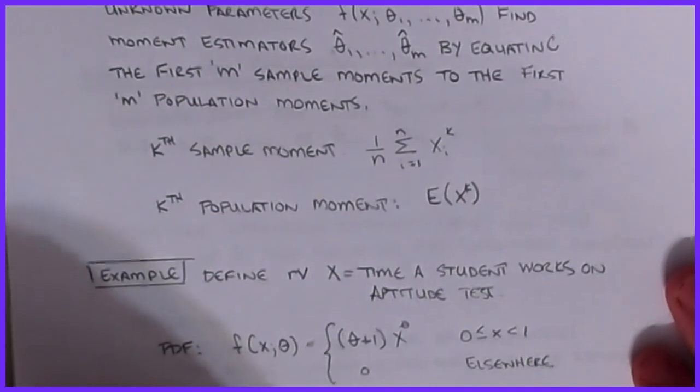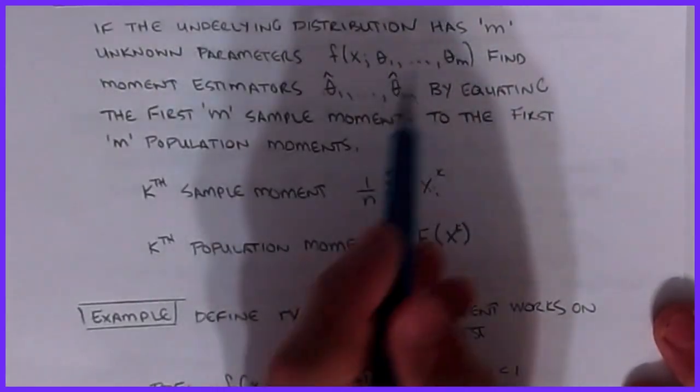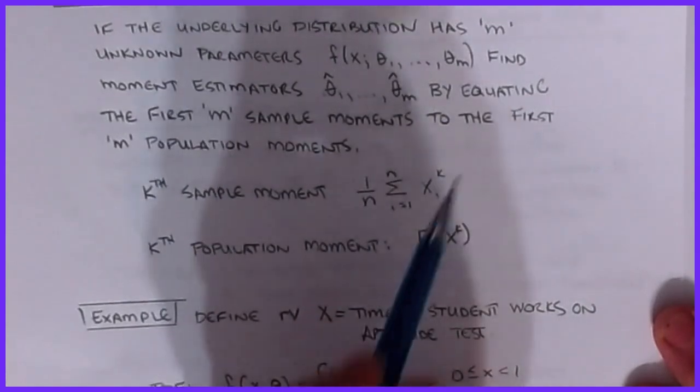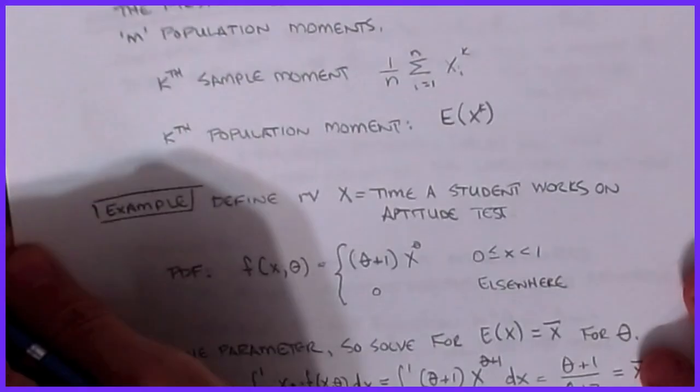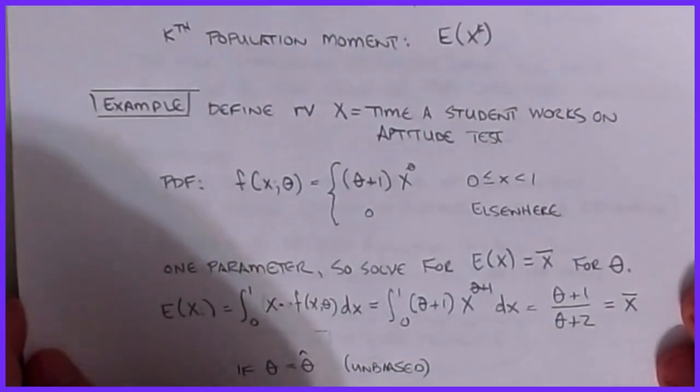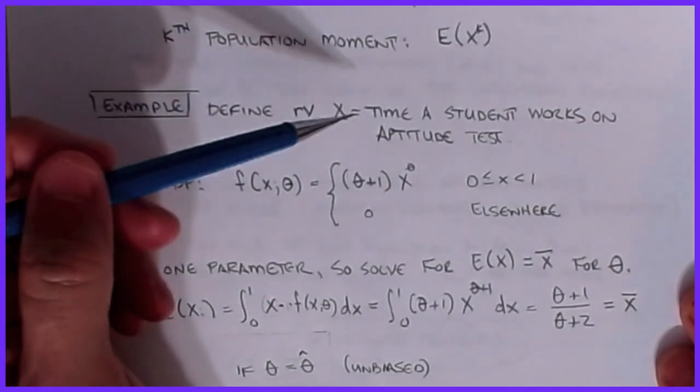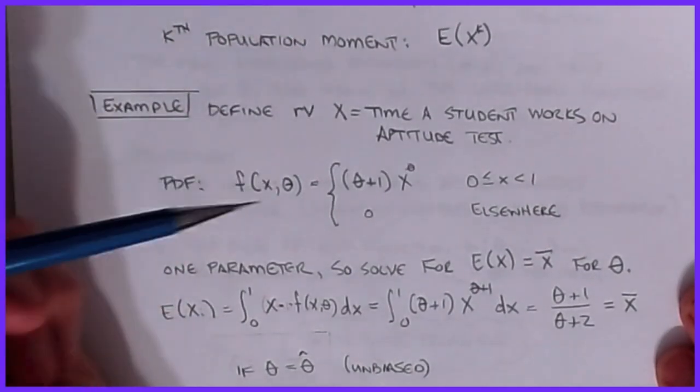Now, the mathematical formulation looks like we said a whole lot of words, but we didn't really say a lot, but we really did. Okay, so I've got an example here that will show what we have. Our example is that we're going to define a random variable x as being the time that a student works on an aptitude test.